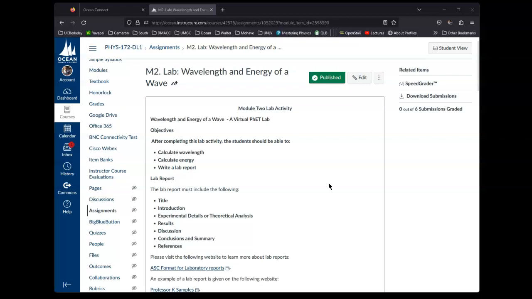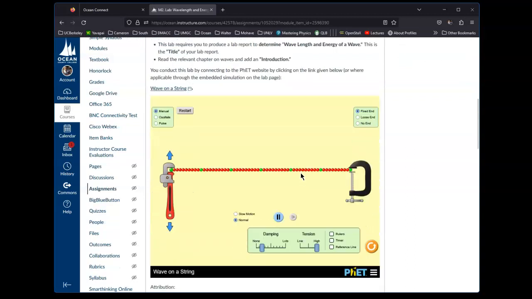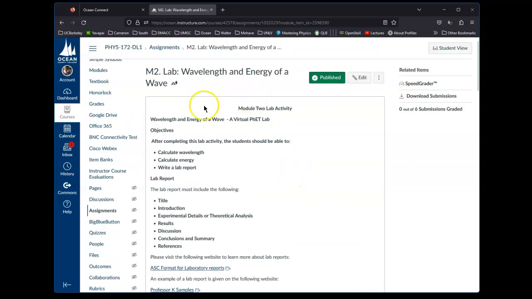I have been getting several emails from you guys asking me about how to calculate the wavelength in this week's lab. I'm talking here about the Module 2 lab, wavelength and energy of the wave. So in this short video, I want to show you how to do that very quickly.